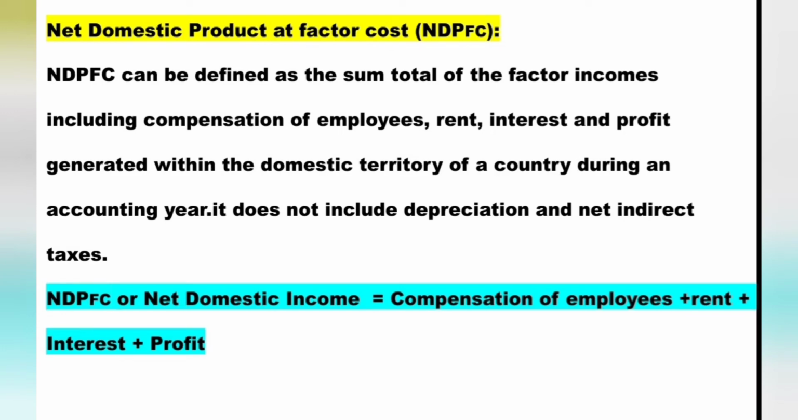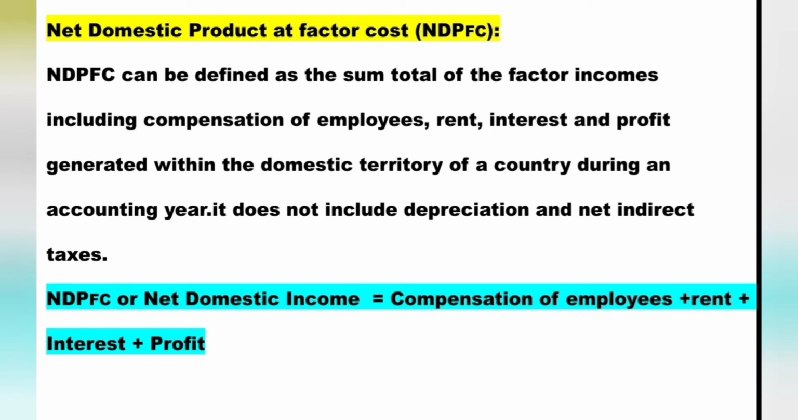Compensation of employees is a wider concept. We will see that while we are calculating national income by income method. Then rent, interest and profit. All these are generated within the domestic territory of a country during an accounting year. As it is a net concept, it does not include depreciation. It is measured at factor cost, so it does not include net indirect taxes. So, NDP at factor cost, or net domestic income, is equal to compensation of employees plus rent plus interest plus profit.